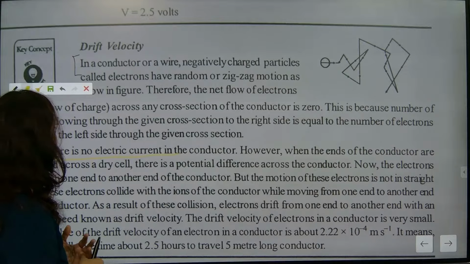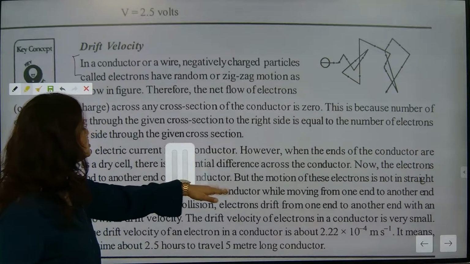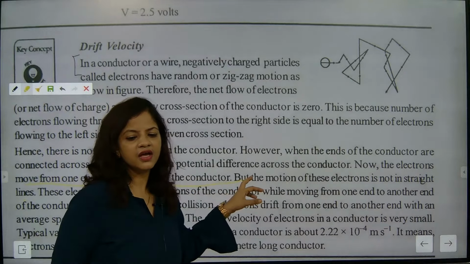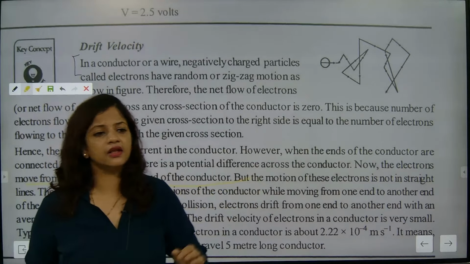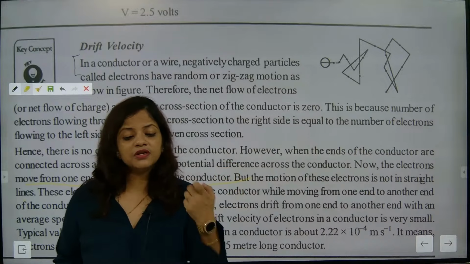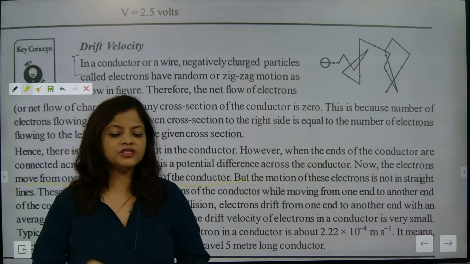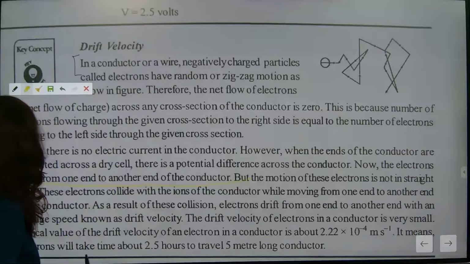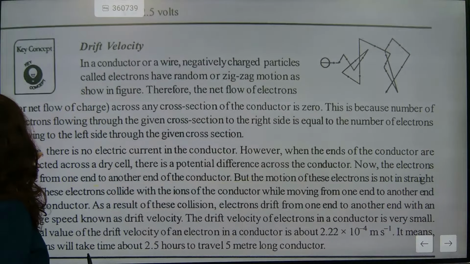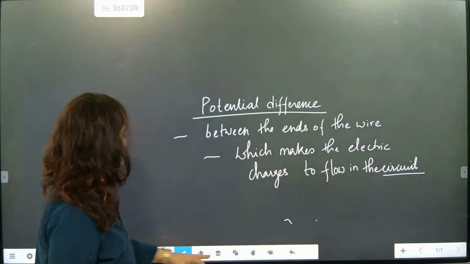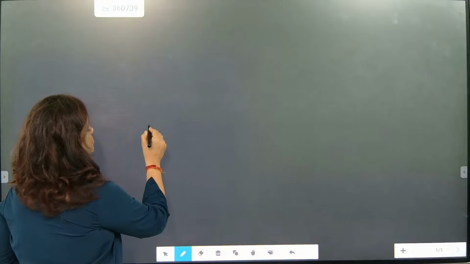Now the electrons move from one end to the other end of the conductor, because what they gained here is a drift. What is the meaning of drift? Drift means a type of push. How is this drift generated? Let's see how the drift is generated. So we are going to understand how the generation of drift happens.